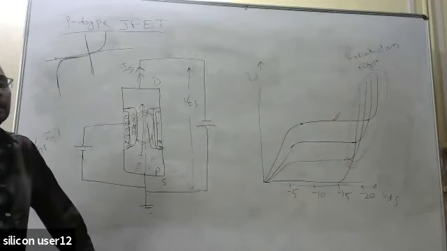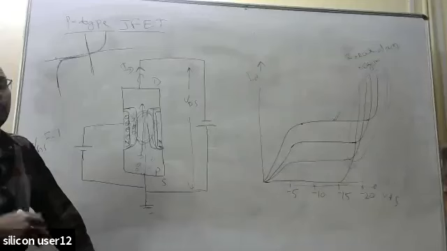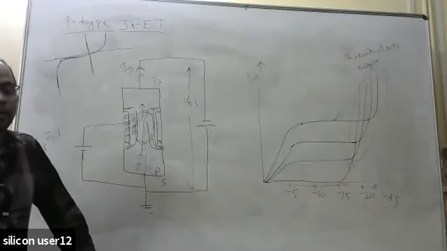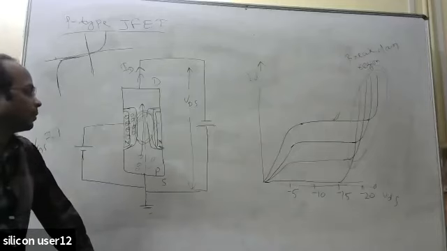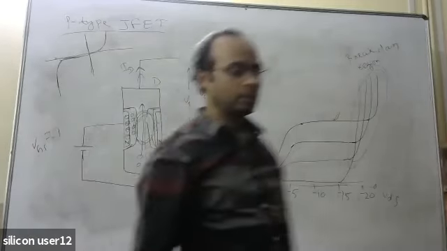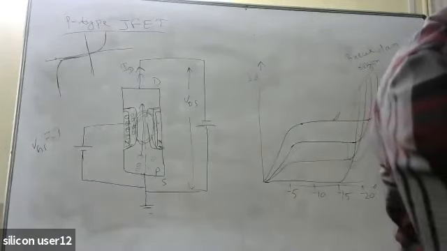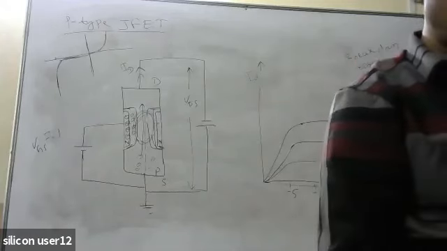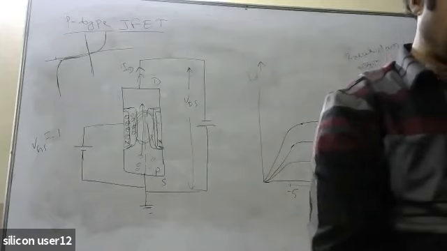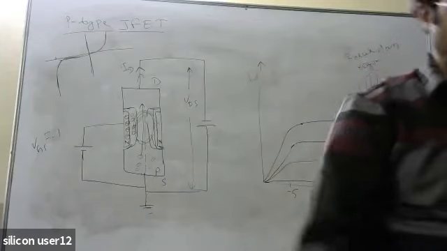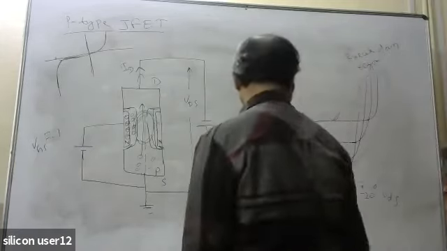That means at that time the depletion region will be removed away. Right. So this is about your p-type JFET. Then we'll see the transfer characteristics. Before going to that, I'll summarize it.